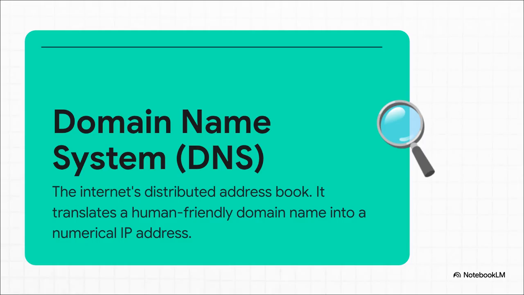Okay, but before your browser can even place that pizza order, it needs the right address. See, we humans like easy names, right? Like, theexplainer.com. But the internet, it works with numbers. So to connect those two worlds, your browser has to look up the address in what's called the domain name system, or DNS. And honestly, that's the perfect name for it. It's literally the internet's giant address book. Its one job is to take that name you typed and find the real numerical IP address for the server.